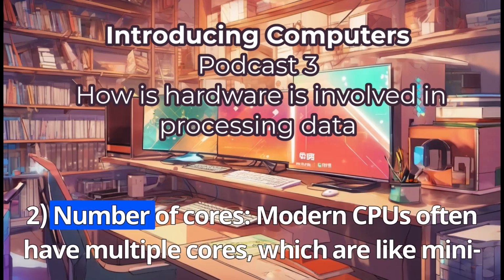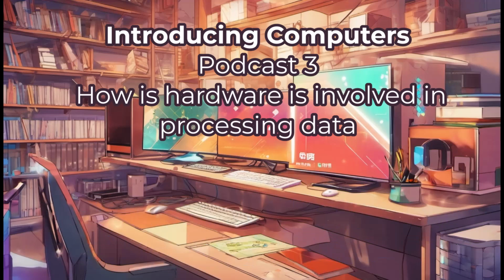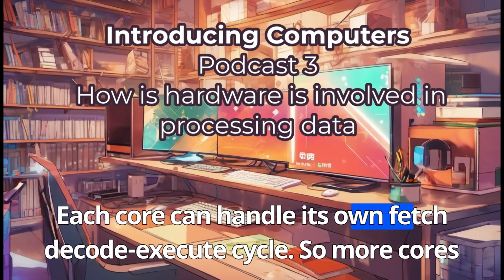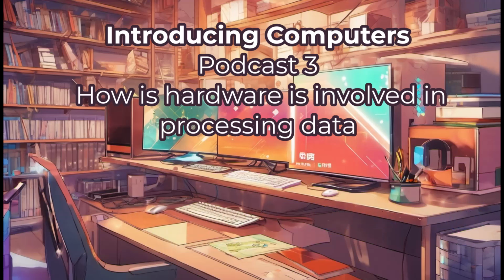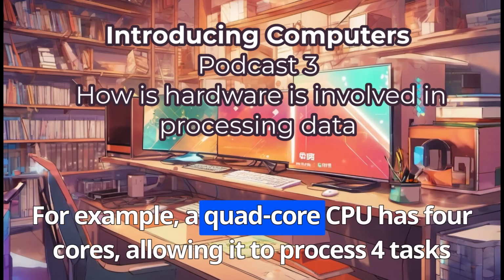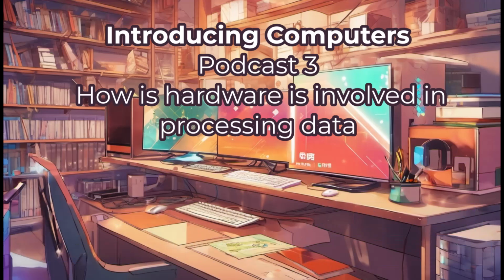2. Number of cores: modern CPUs often have multiple cores, which are like mini-CPUs within the main CPU. Each core can handle its own fetch decode execute cycle, so more cores mean the CPU can handle more tasks at the same time. For example, a quad-core CPU has 4 cores, allowing it to process 4 tasks simultaneously, making the computer faster and more efficient at multitasking.